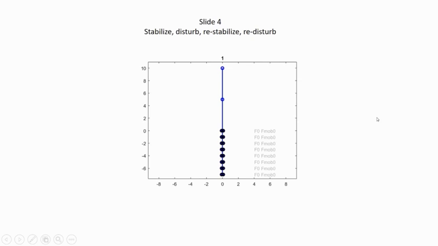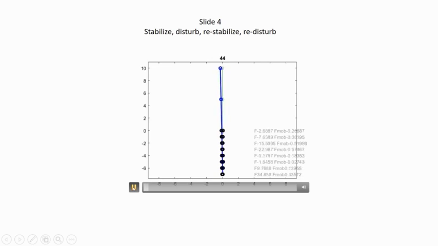Slide 4. This time the beam is stabilized, disturbed, restabilized, and redisturbed. Stabilization is accomplished by applying cyclic force within the limits of ultimate bearing capacity. Disturbing is done by applying prescribed displacements, thus pushing the deformation envelopes apart. Notice the shape of the disturbed soil profile left behind after overloading the beam.